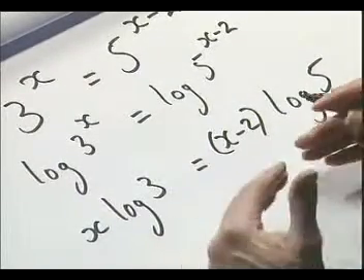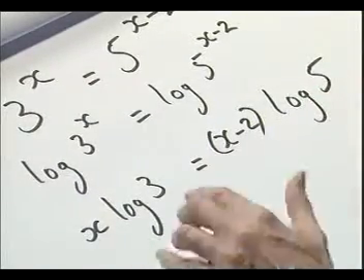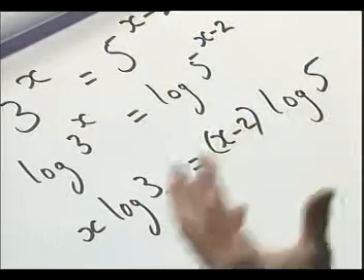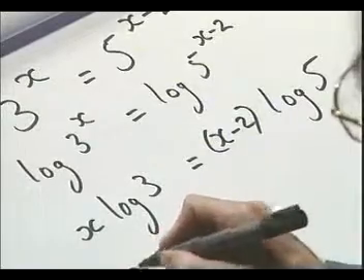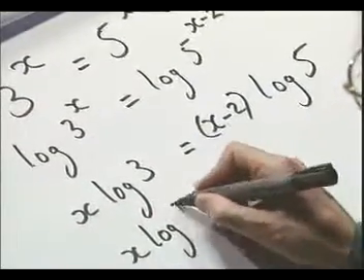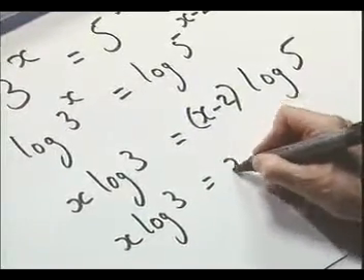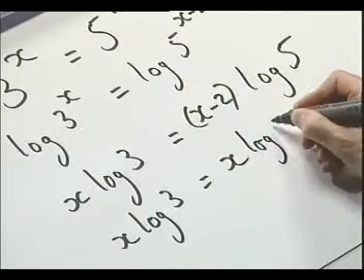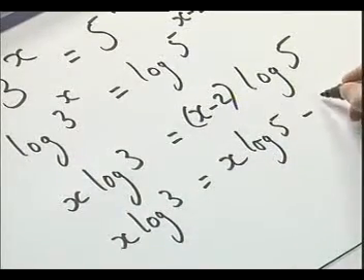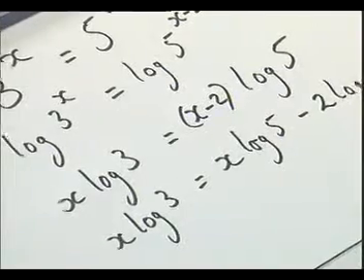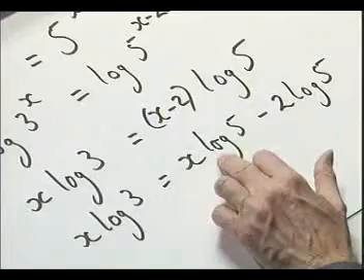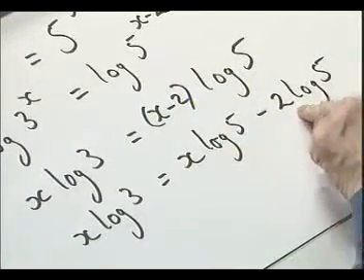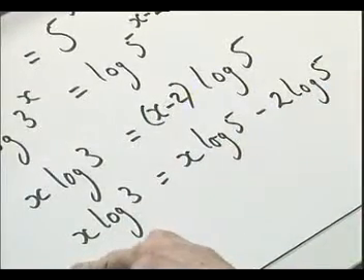Well, this is now just an ordinary equation. Log of 3 and log of 5 are nothing more than numbers. So let's multiply out this bracket at this side. So we're going to have x log 5 minus 2 log 5. Let's gather together some terms in x and move this number over to this side so it's positive.